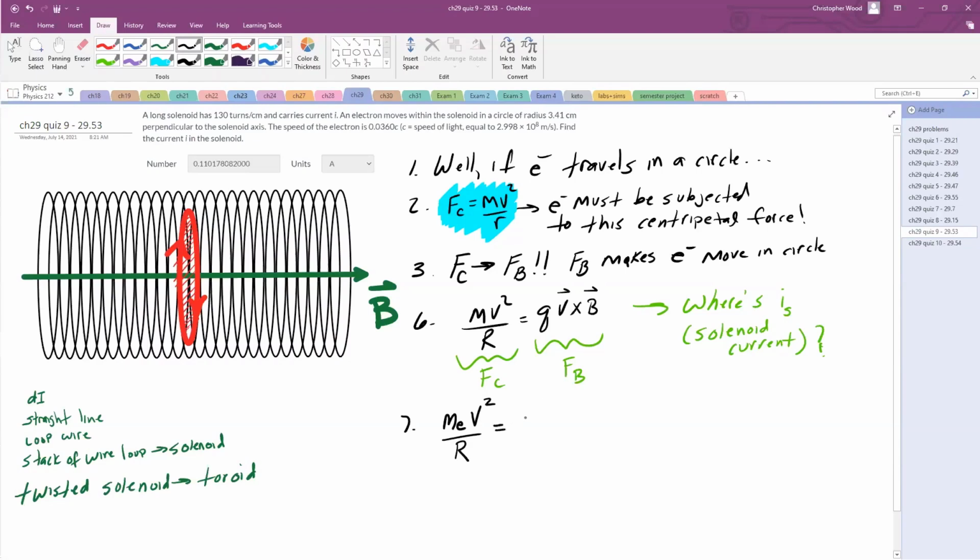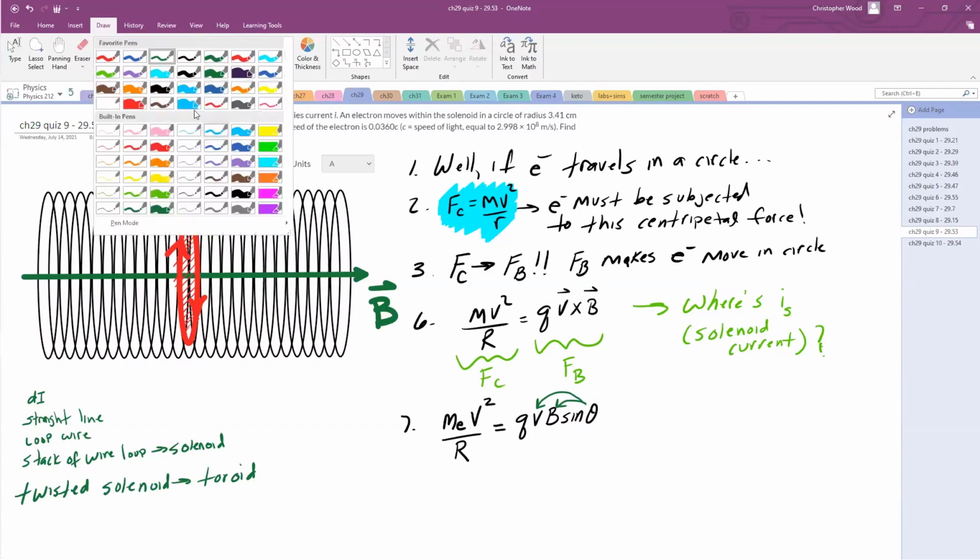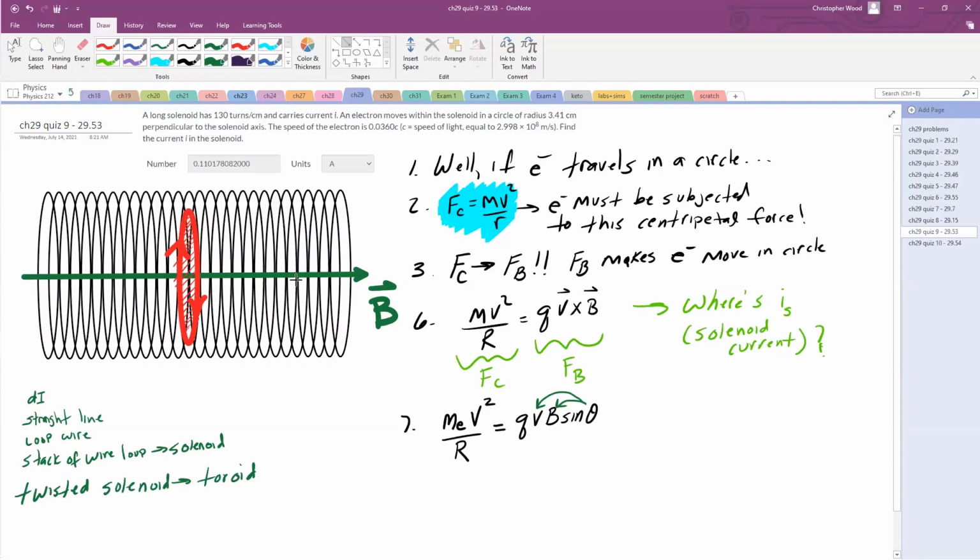So for the right side, I'm going to go to magnitude angle format yet again, qvB sine theta. Then you have to ask yourself, what is the angle between that B vector and this V vector here? Well, I'll draw a sample V vector for the electron that's spinning around in this circle. I'll just draw some arbitrary vector tangent at that point. This is the velocity of the electron, at some arbitrary point along that red path.